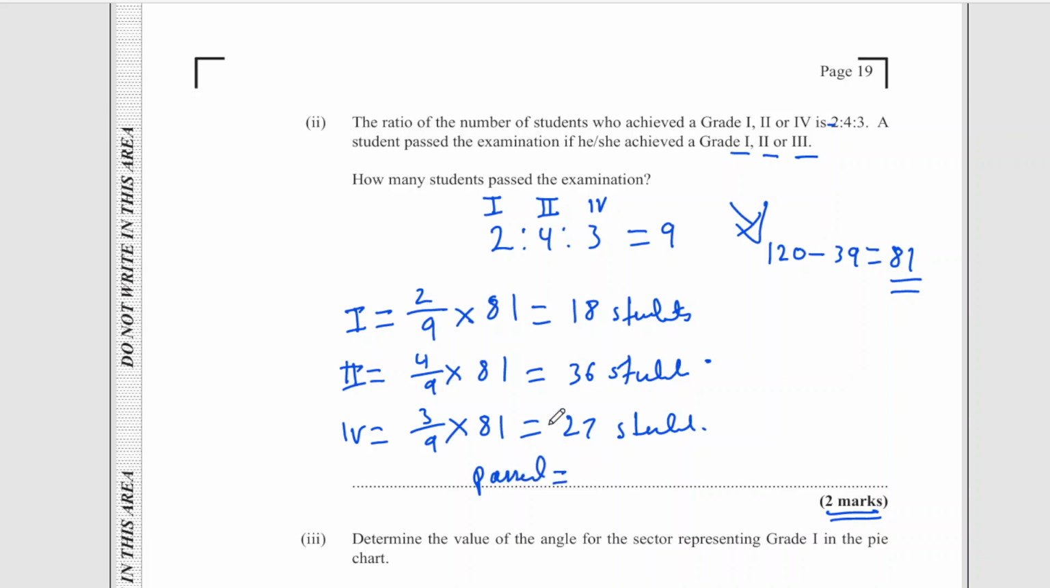So to pass the exam, you have to have a grade 1, 2, or 3. So grade 1 is 18, grade 2 is 36, and don't fall for the trap and go and put 27 in here, right? Grade 4 is not a pass. Grade 3 is the pass. So we have to use 39 that they give us in the pie chart for grade 3. So these are the students that pass, 18, 36, and 39, which is 93 students.